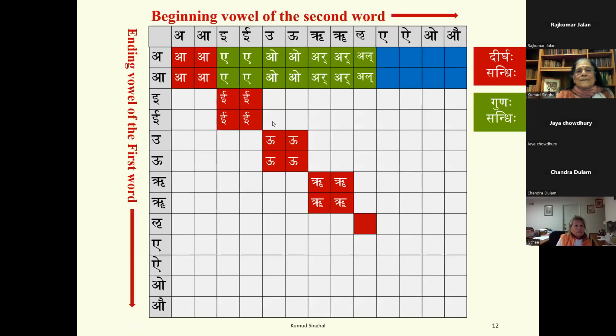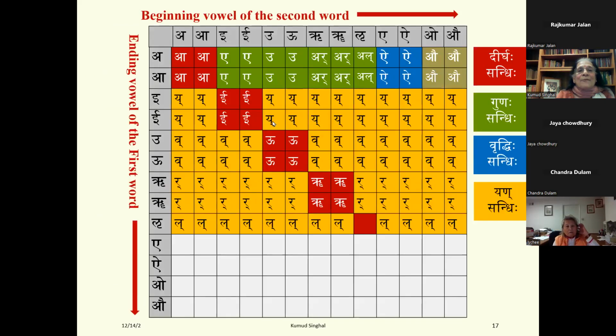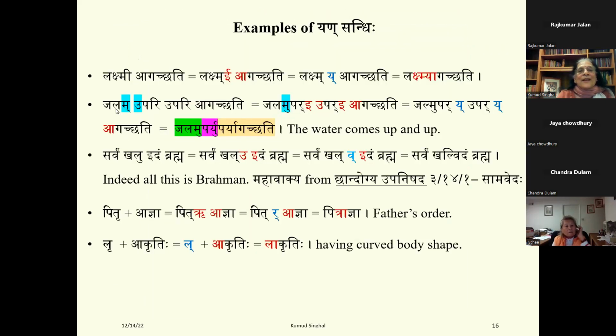Okay. This is more to explain what exists. Yeah. For example, this is a perfect example: jalam upari agaccha. Now this is this long word, jalamupari gachati. So unless you could figure it out in your head, you have to break it into individual words to understand its meaning. Yeah, thank you.